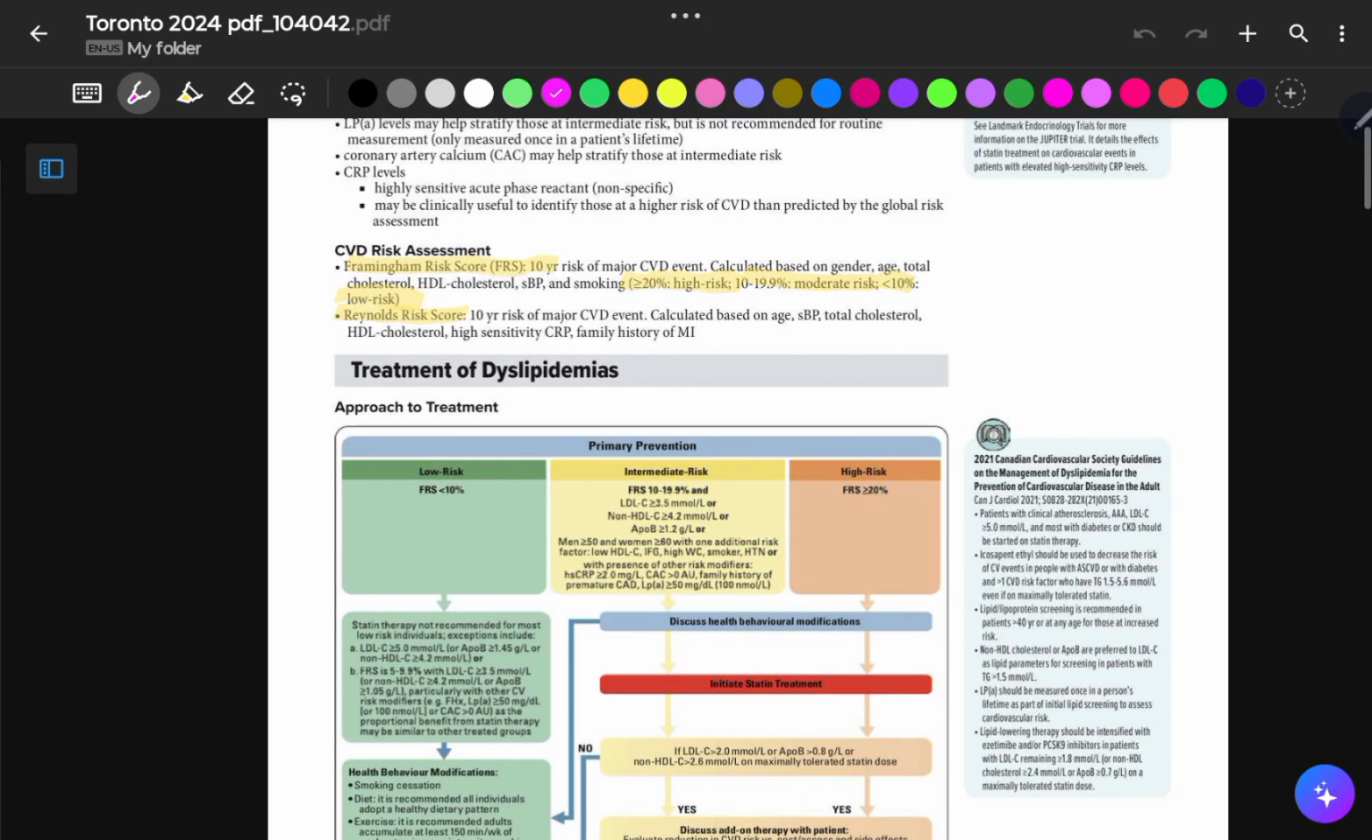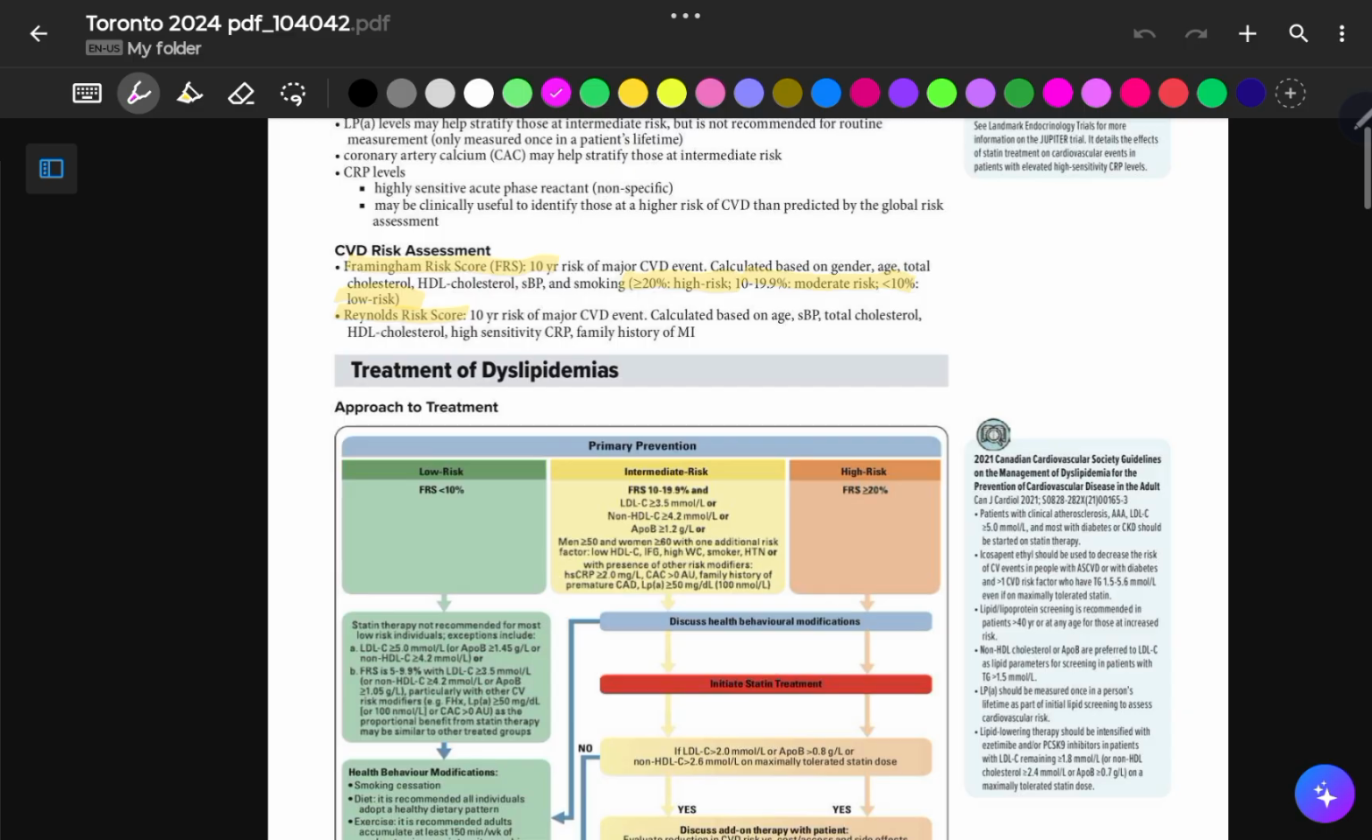So you're looking at the Framingham risk score, your FRS score. It's basically looking at a 10-year risk of a major cardiovascular disease event. So in 10 years, what is your risk of having a cardiovascular disease event? Your FRS is calculated based on the patient's gender, the age, the total cholesterol, the HDL cholesterol, the systolic blood pressure, and smoking.